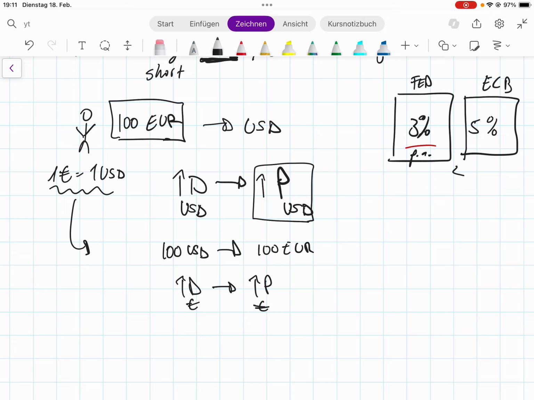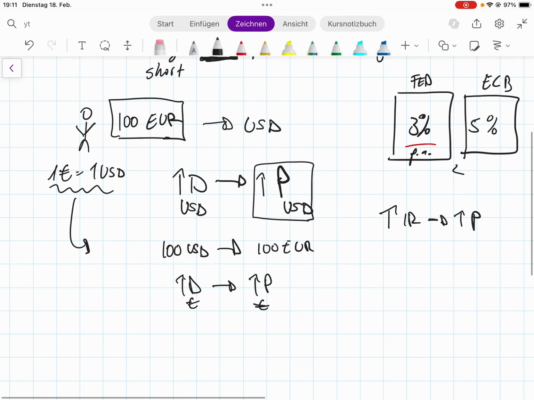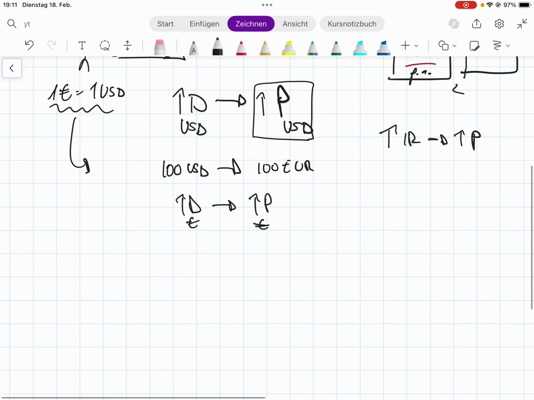So that's why we see that if interest rates go up, the currency of this interest rate will go up as well. So that's the relationship between interest rates and forex, in currencies.